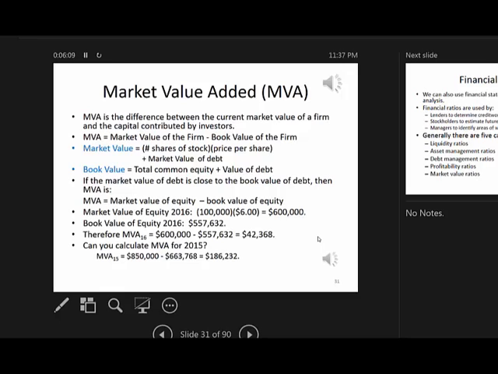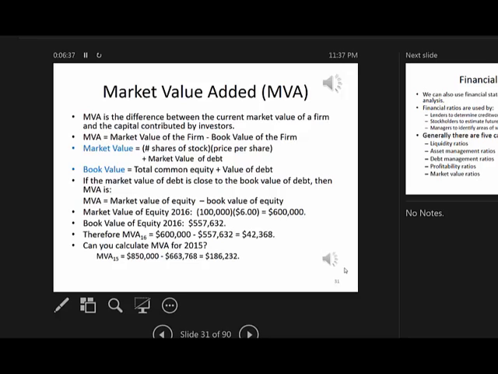Book value of the firm is the total book value of its common equity and the book value of its debt. And usually we assume that the market value of a company's debt is pretty close to the book value of the debt. Then MVA is simplified to market value of the equity minus the book value of equity.